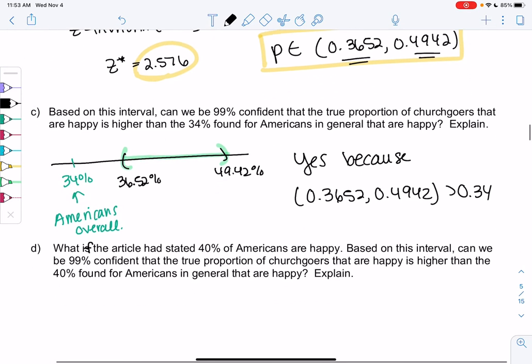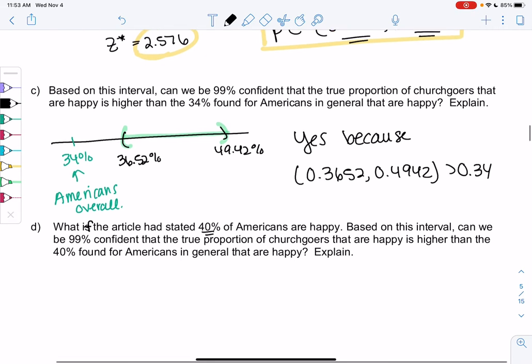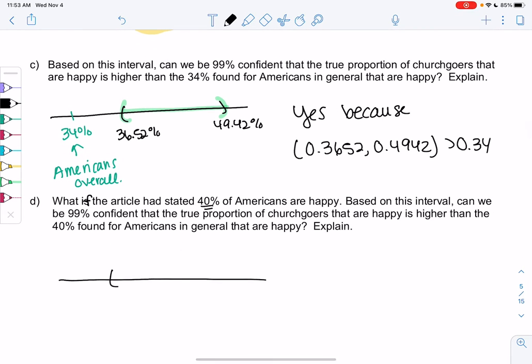What if instead the article stated that 40% of Americans are happy? So I'm going to draw my confidence interval again. 36.52% up to 49.42%. And anything in that interval seems reasonable. Based on this interval, can we be 99% confident that the true proportion of churchgoers are now happier than the 40% of Americans? So this is different. Where does 40% land? Somewhere in the middle. So it's possible they're happier if the number ends up landing on the right side, but there's this whole area on the left where maybe they're not happier. So we can't be confident because 40 is in the middle of the interval.